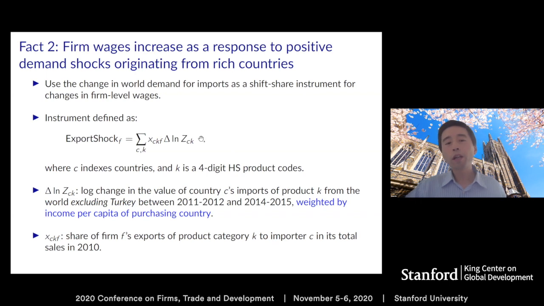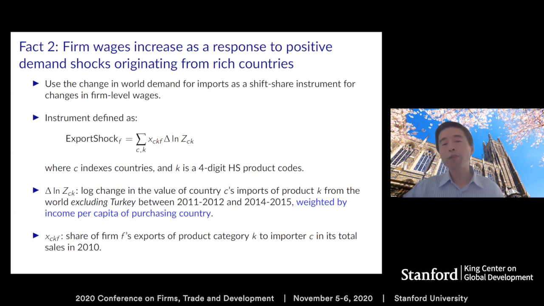Okay, so here we're creating this for each firm in our sample. What we're doing here is looking at a weight, the XCKF. Thinking about all these manufacturing firms in Turkey, they've been producing a whole variety of different sets of products, and they will be exporting to a whole set of countries C.